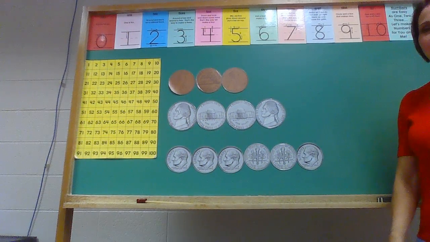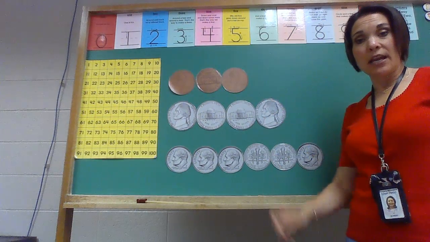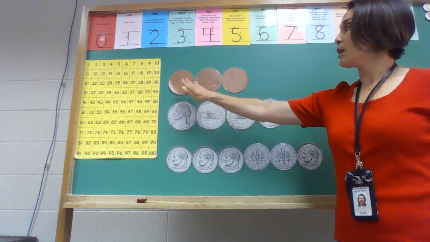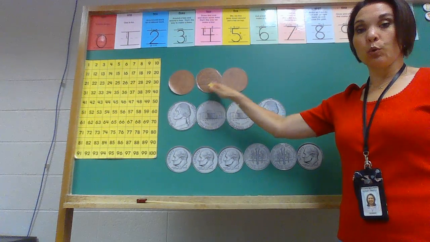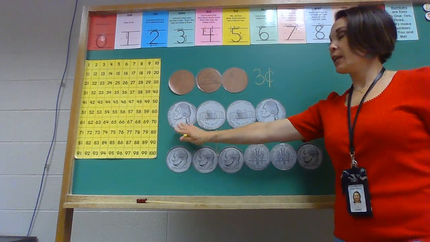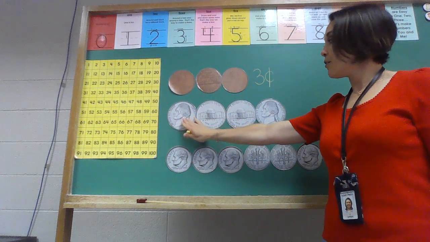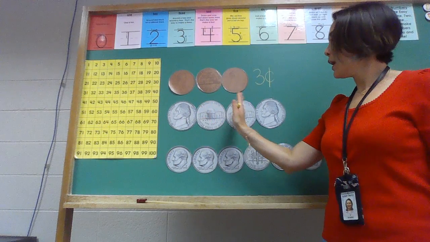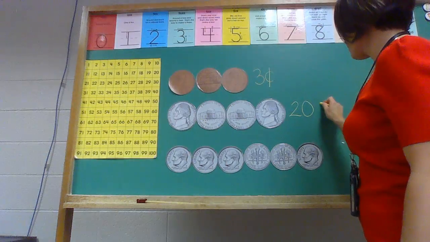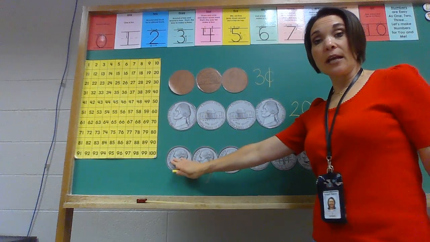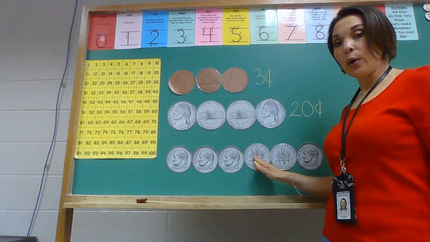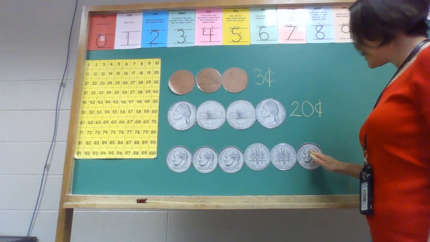Hello, I'm back again, and we have another combination for each coin. So let's count our pennies, remember, by ones. 1, 2, 3 cents. Nickels by fives. 5, 10, 15, 20. And our dimes. 10, 20, 30, 40, 50, 60.